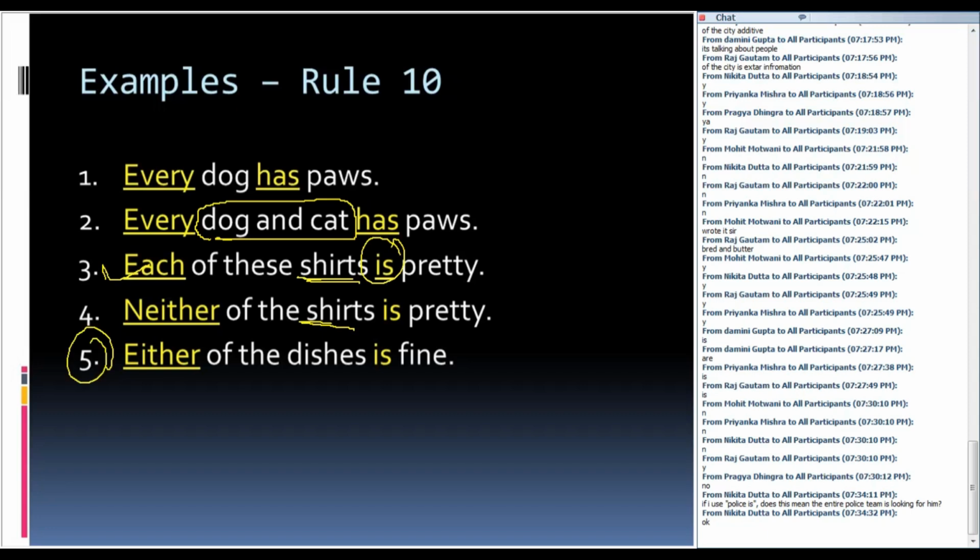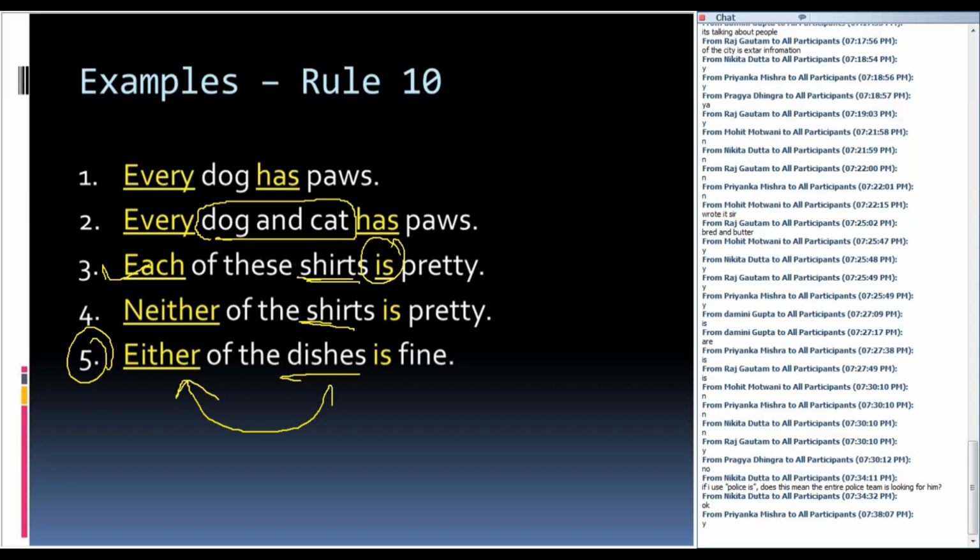And number 5, this is something where we make a lot of mistakes. Either of the dishes are fine. That is what people say. But before the word dishes, you have the word either, so it becomes singular. Either of the dishes is fine. You can't say are fine. Did you get this?